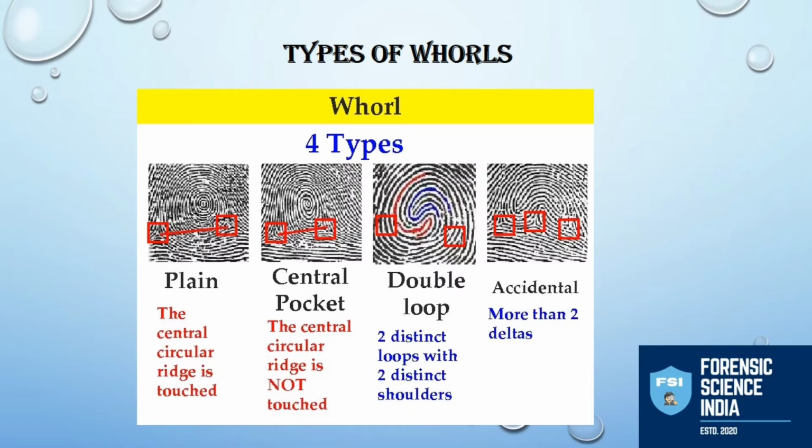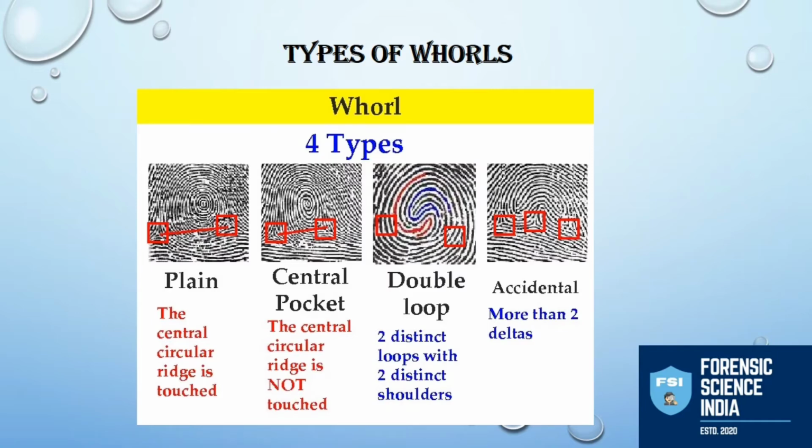So in the first type, that is plain whorl, the central circular ridge is touched. In the first structure, if we try to draw a line from delta to delta, that line will touch the central circular ridge in case of plain whorl.